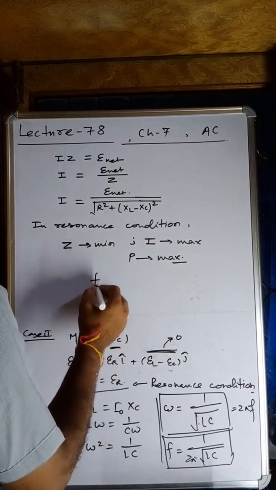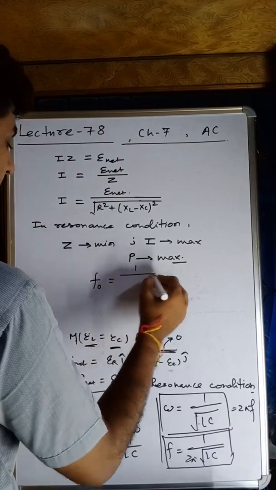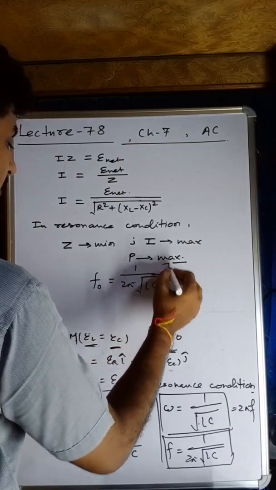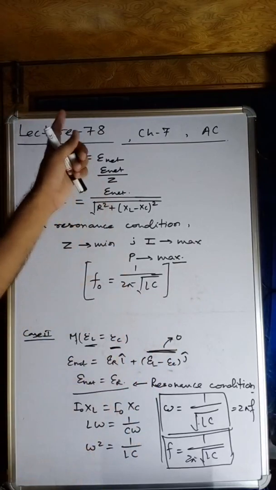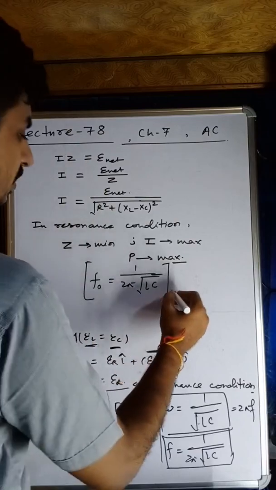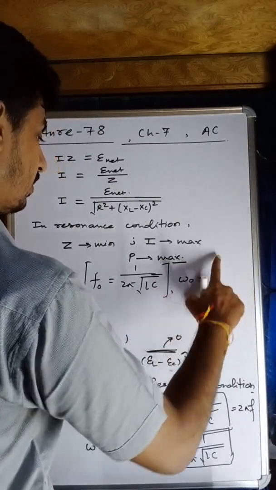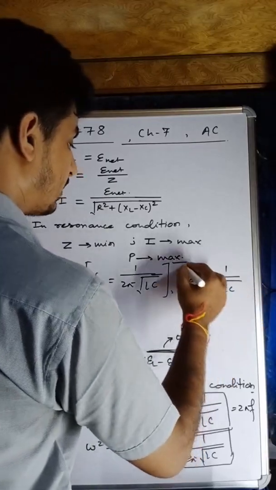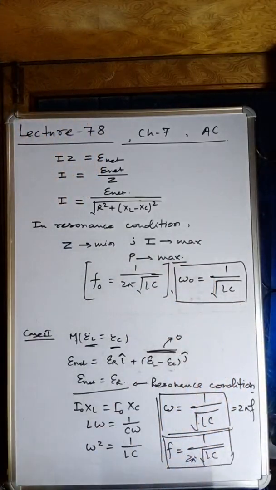So that frequency, suppose we represent it by F naught, how much is it? 1 by 2 pi root under LC. You should remember this equation and this condition. If we represent omega naught, this will be 1 by root under LC, and this is the frequency at which the current is maximum.